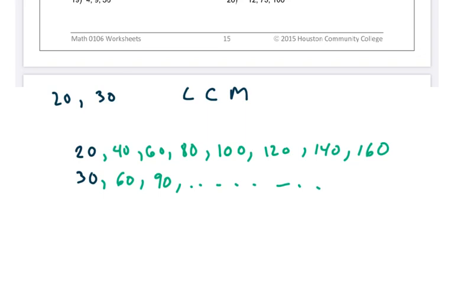So one way of finding the LCM is to list. And the nice thing about listing is you get to see everything. So we can very quickly see that at 60, these two match up, and there's my LCM. And so one way of doing this, again, is to list.